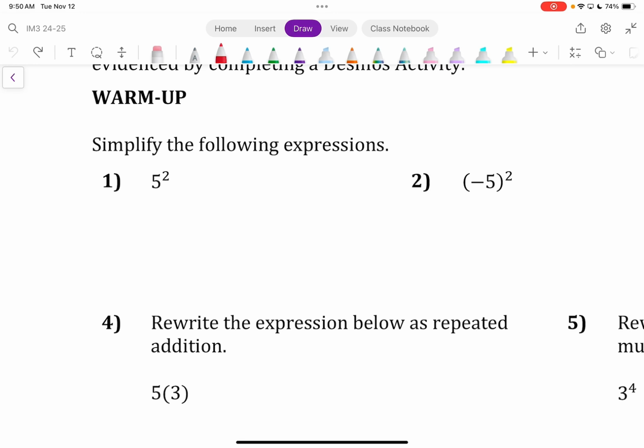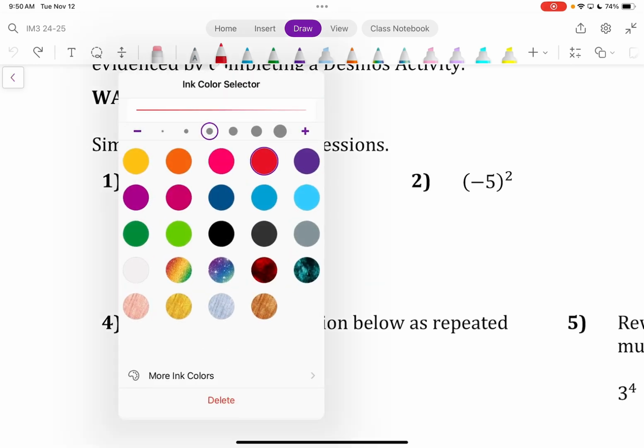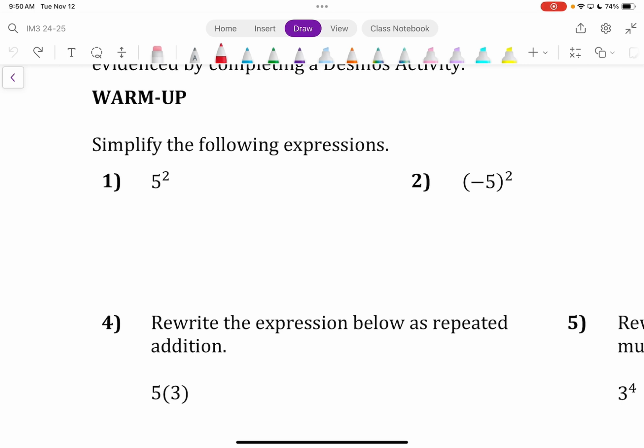But 5 squared is equal to what, Paulina? 25. Very good. This is equal to 25. Now, if I wanted to expand this, I could rewrite this as 5 times 5, which is equal to 25, right?